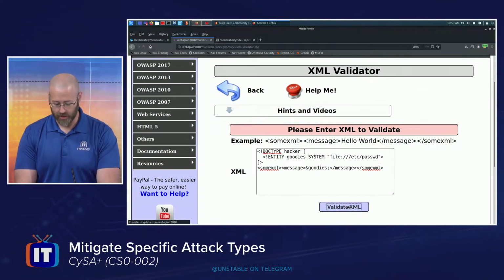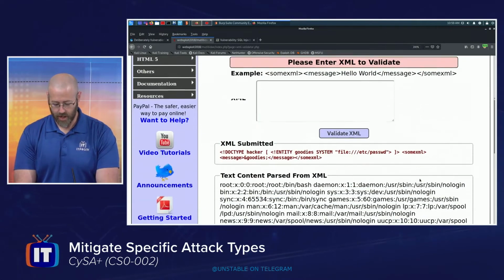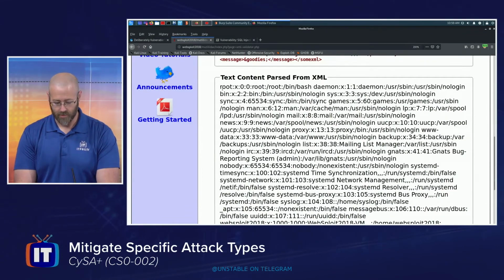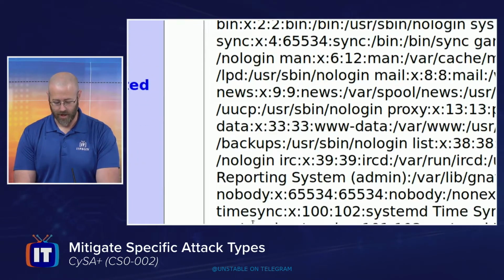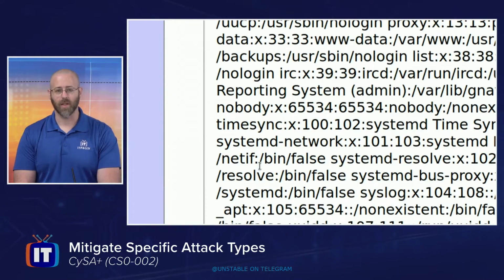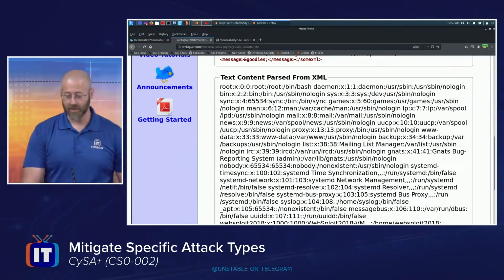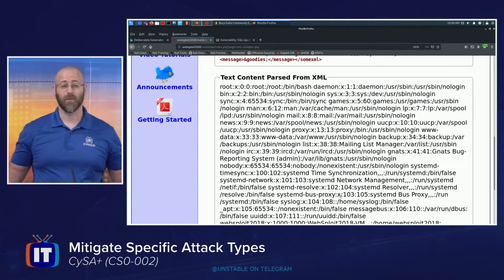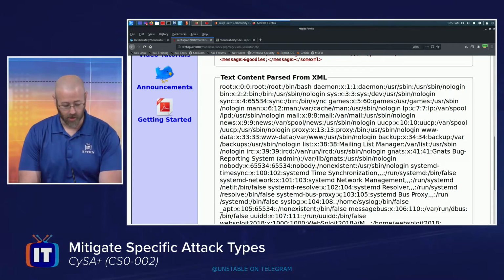If I click validate XML, scroll down, you will see that I am now reading the etc password file. I'm seeing all the entries for that system. That is an XML entity attack. That's typically what you'll see as far as an example for that. But like I said, I could create a denial of service attack with this, where it will expand. Typically, you'll hear it as the billion laughs or billion LOLs, where it'll expand out an actual billion different pieces of information, which will overwhelm your system and make it crash. So be on the lookout for those.